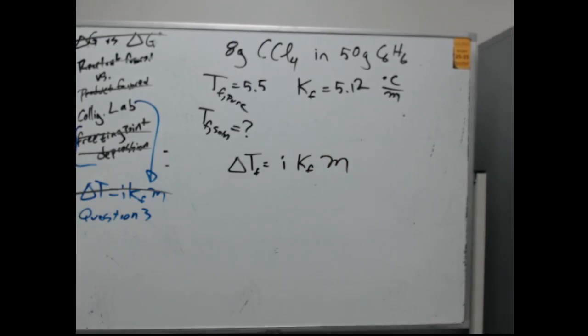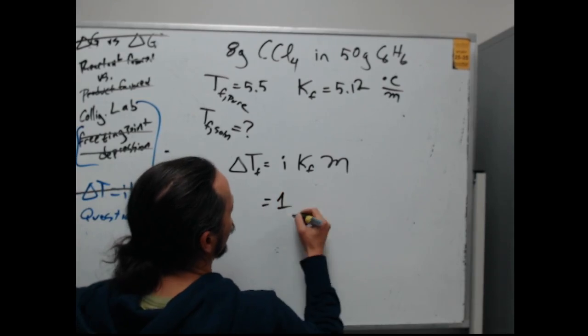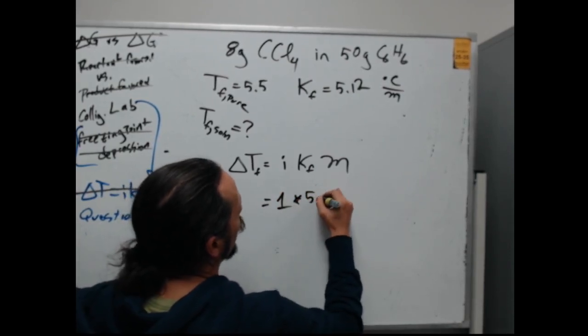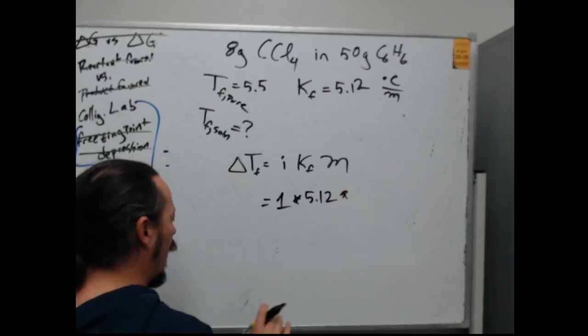What's the Van't Hoff factor for carbon tetrachloride? It says carbon tetrachloride, but it's covalent. Do covalent compounds break apart? No. Ideal Van't Hoff factor should be 1. My KF is going to be 5.12. My molality, I've got to calculate my molality.